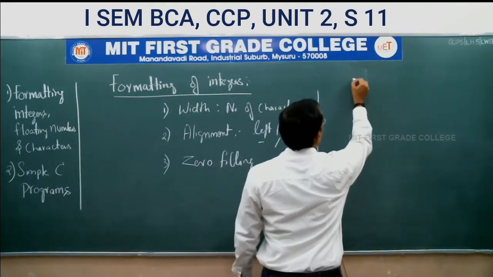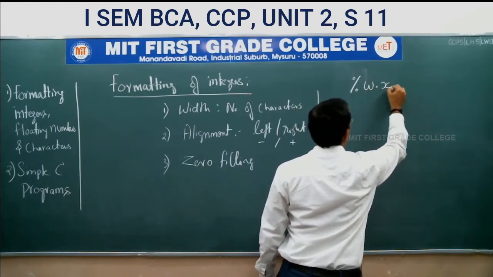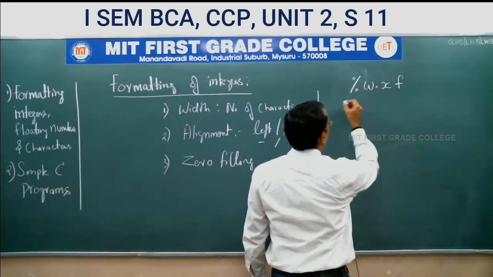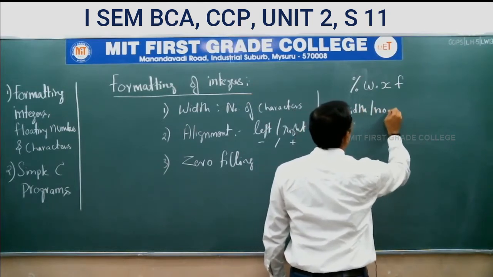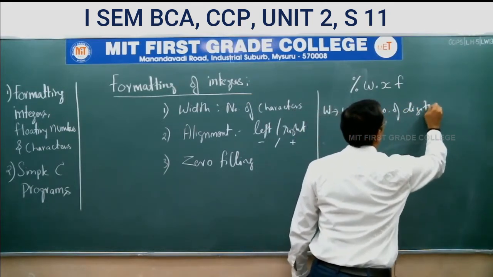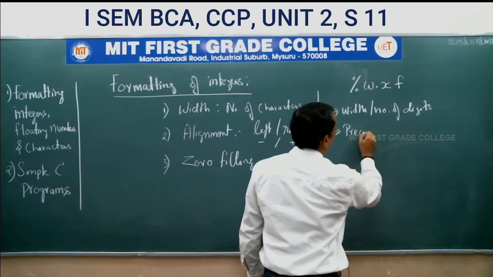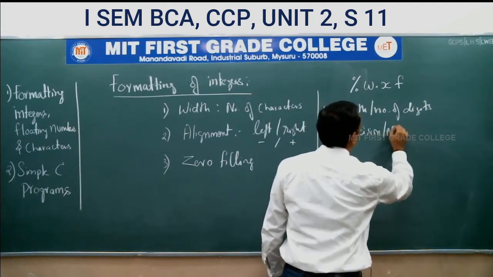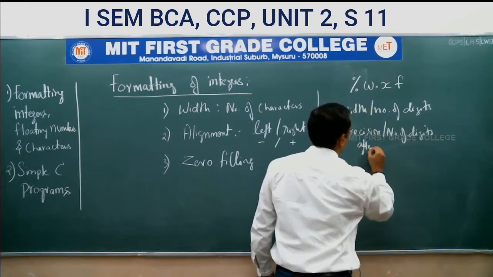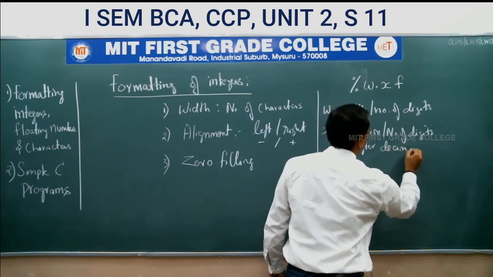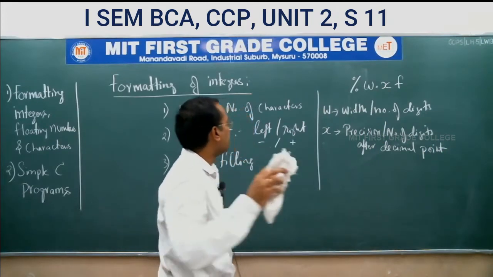For formatting floating numbers, we use %w.xf. Here w indicates width or number of digits, and x indicates precision, or number of digits after the decimal point. Okay, we take suitable examples.